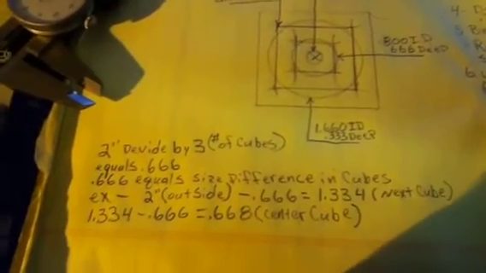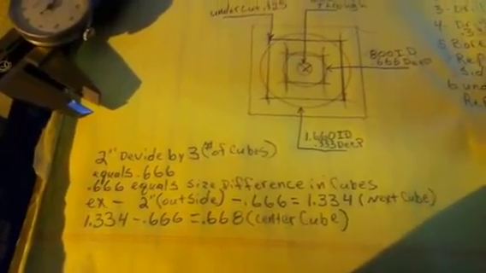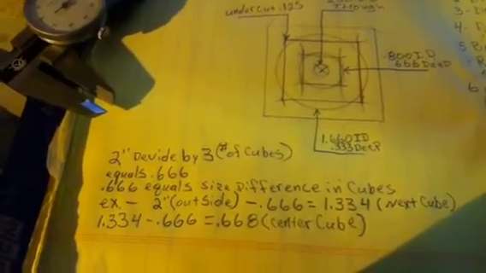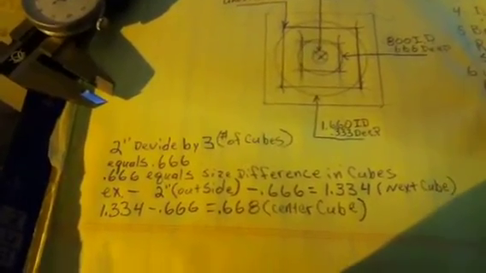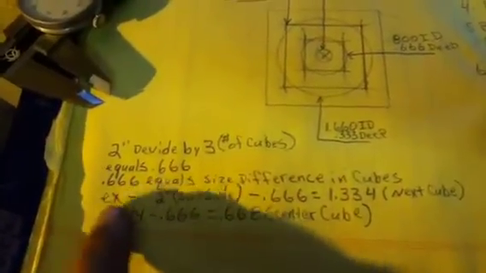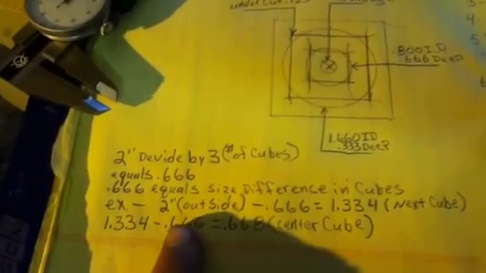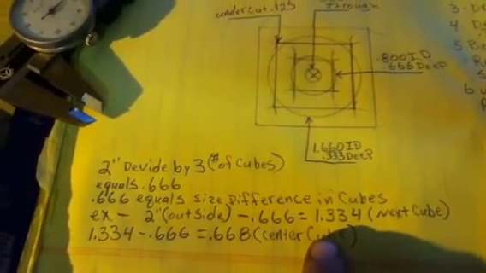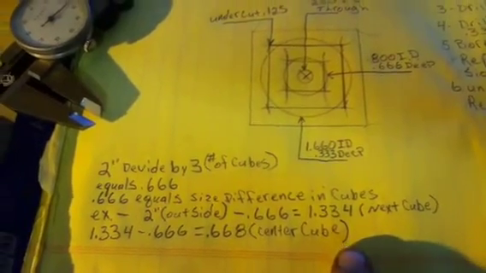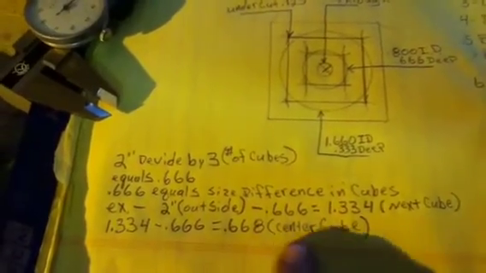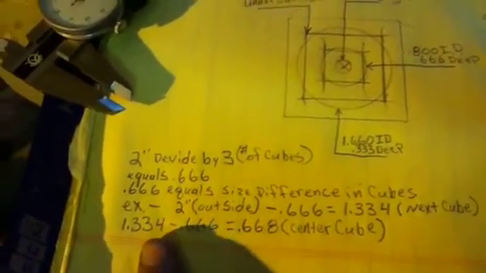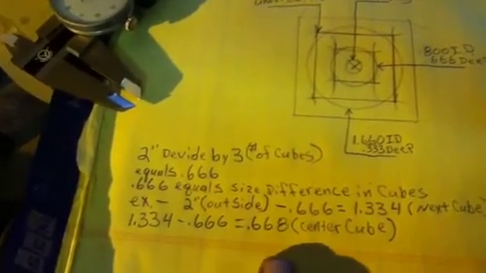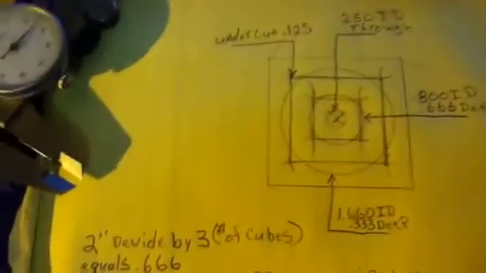So each cube is 666 thousandths smaller than the bigger cube before it. For my example here, for this cube, 2 inches minus 0.666 equals 1 inch, 334 thousandths. That's how big the next cube is. The center cube, 1.334 minus 0.666 equals 0.668. That's how big the center cube is going to be.